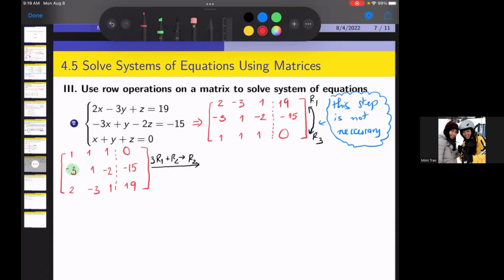So, okay, 3 times R1. 3 times 1 is 3, I'm talking about this one right here, plus -3 is 0. By the way, let me rewrite the first and the third, because those are the ones that do not change. Let me write the first first. 3 times 1 again, plus 1, this one and this one, is 4, right? 3 times 1 is 3, plus -2 is 1. And then 3 times 0 is 0, plus -15 is still -15.